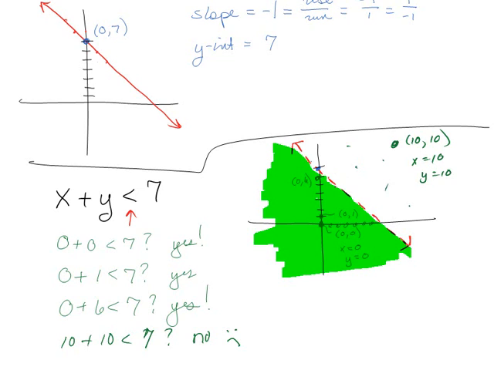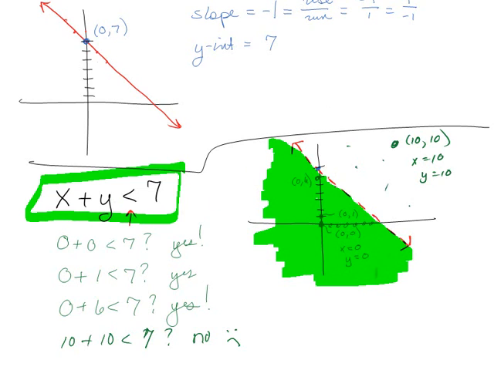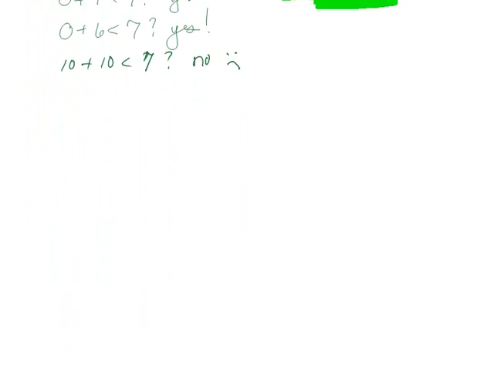So what I've done is I've shaded in and shown you that for x plus y being less than 7, anything in this section here is going to meet those requirements. So that's really all there is to graphing linear inequalities. So let's look at a more complicated problem.